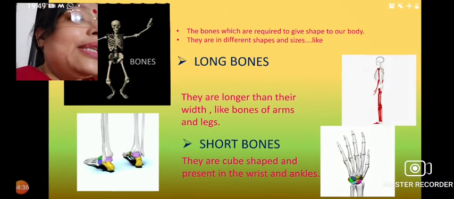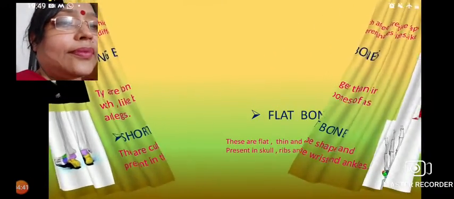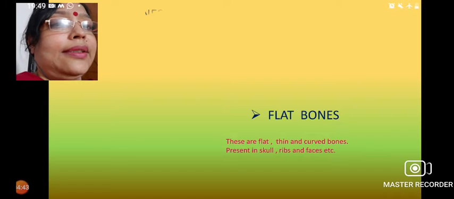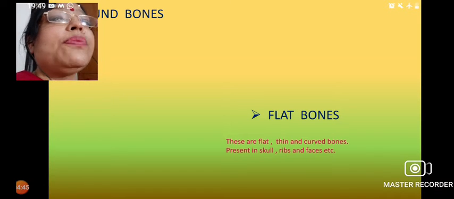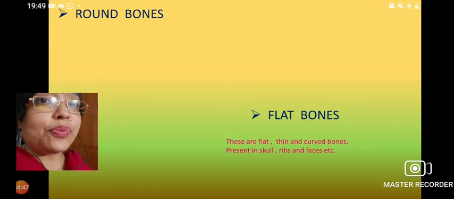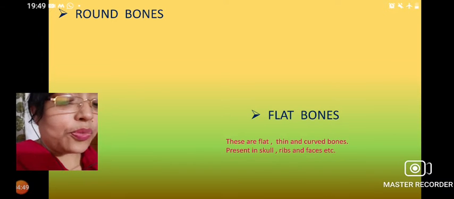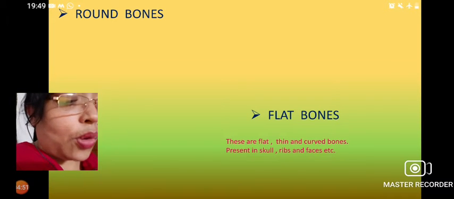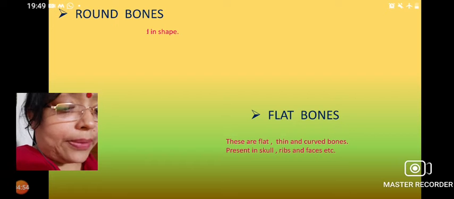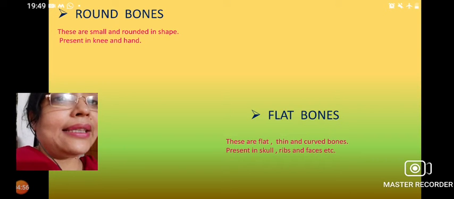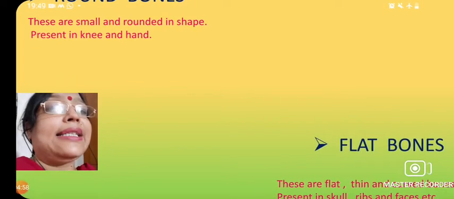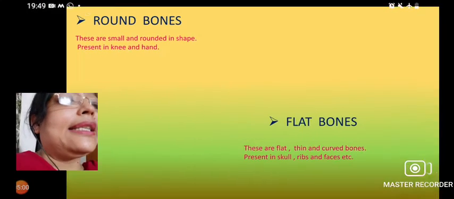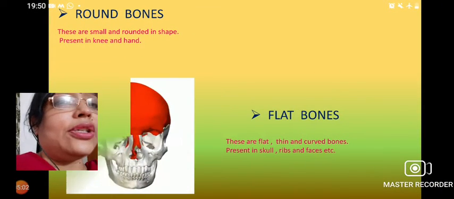Okay, so the next category we are going to is the round bones. What is a round bone actually? It is small and rounded in shape. They are present in the knee and the hand region.